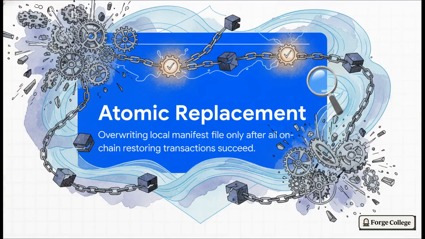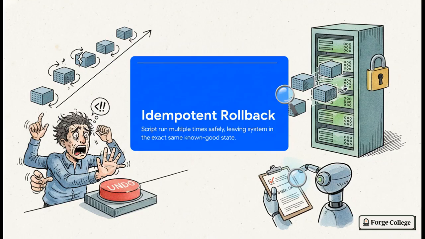That critical rule is what we in the industry call atomic manifest replacement. And the word atomic here literally means all or nothing. We only overwrite the local manifest file after, and strictly after, every single on-chain restoring transaction has successfully confirmed. This guarantees we never end up with a partial rollback, which, let's be honest, would leave your entire deployment environment hopelessly and confusingly inconsistent. Our second golden rule is making sure your rollback is idempotent.